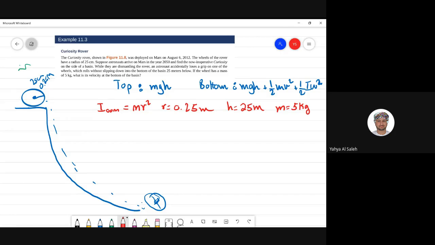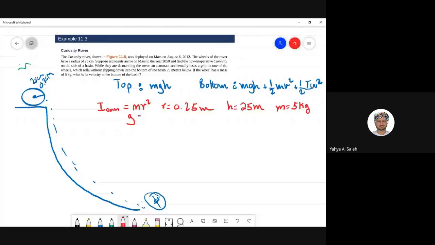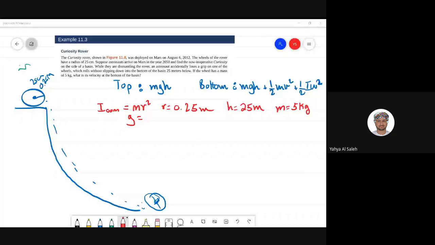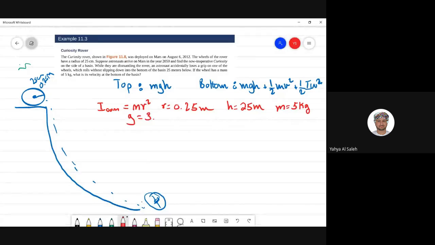Now, something to bear in mind is that this is on Mars, not on Earth. So g is not 9.81. On Mars, g is equal to 3.71. Yes, if you have a question on another planet in a test, you will be given the value of g. Okay, or you will be given enough information to be able to calculate the value of g. Okay.